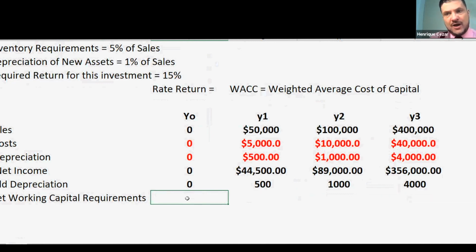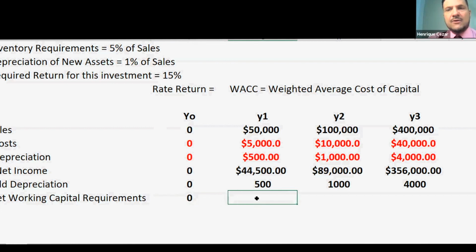Now, according to the problem, because it was a very simple problem, there were no net working capital requirements or inventory requirements in year 0, because you have to follow what the problem is telling you, 5% of sales. There's no sales in year 0, so there's no net working capital inventory requirement in year 0. Now, how could there be an example? If I'm a retailer, I just need to purchase the product already made and then resell it. So this could happen in year 1 instead of year 0.